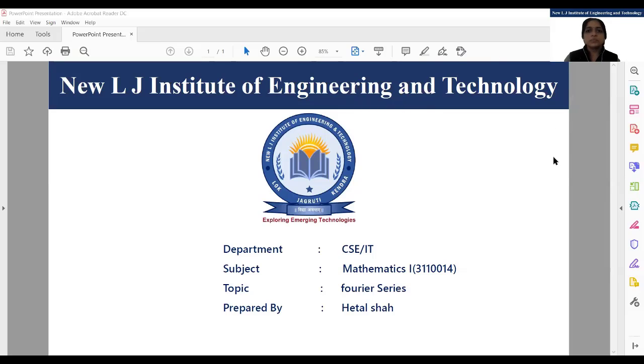Okay, thank you. Okay students, so today we continue our lecture with Fourier series and today we are going to solve a continuous example with the limit 0 to 2 pi. Okay, so let's start with the example.